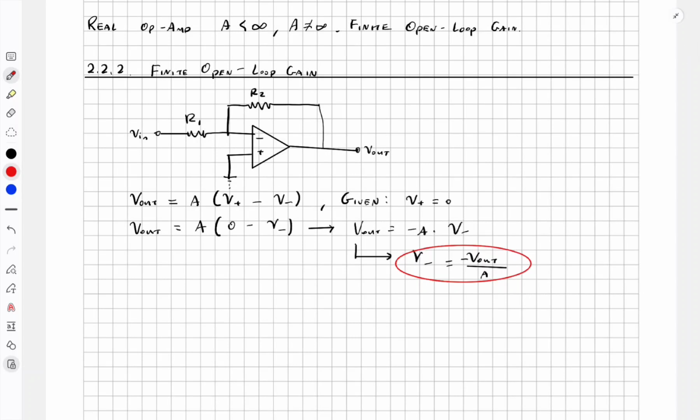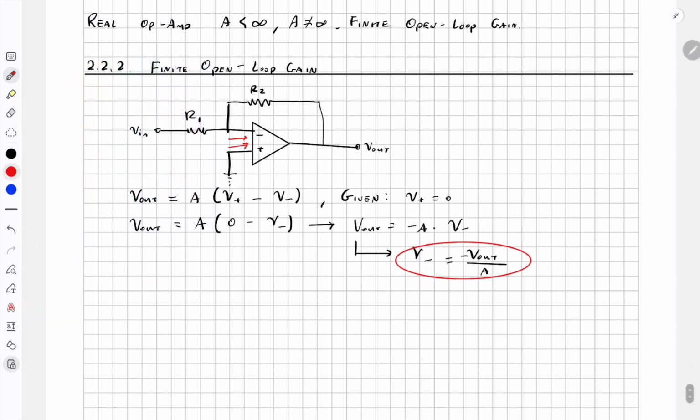So now we're going to do the same thing as before. We're going to assume no current goes inside the op amp, so we know that the current here is equal to the current here because there's no current going into the op amp. We're going to keep that assumption. So let's do another KCL, just the same thing we did before. We say (V in minus V minus) over R1 is equal to (V minus minus V out) divided by R2.